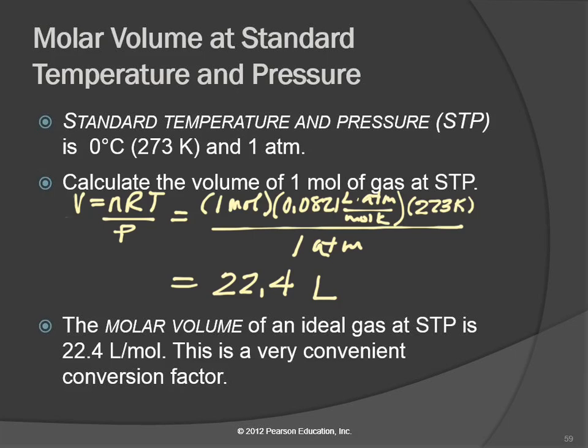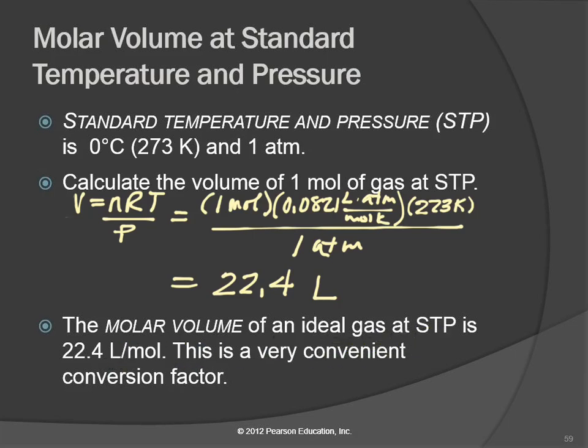This is the volume of 1 mole of gas. What kind of gas? It doesn't matter. Any gas. I know, it's weird, huh? The volume of any gas, 1 mole of it at STP, is 22.4 liters. So we call this the molar volume of an ideal gas at STP.